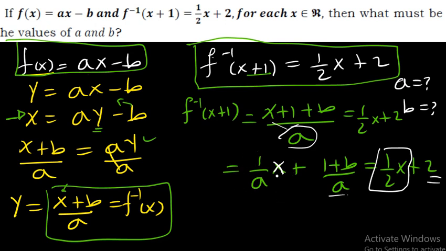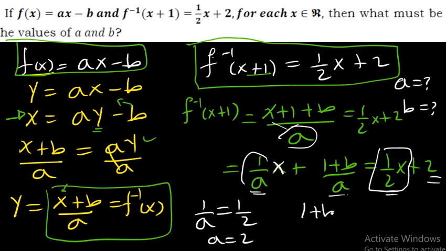That means the coefficient of x here is 1 over a, and it must be equal to 1 over 2. The coefficient of x on the left side has to equal the coefficient of x on the right side. So 1 over a is equal to 1 over 2, which means a equals 2. This is one answer. And when you go to b, 1 plus b over a must be equal to the constant 2.